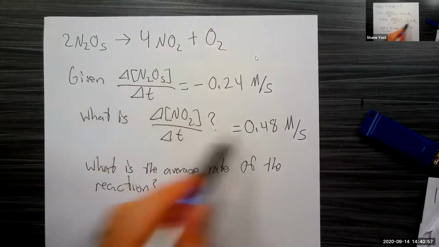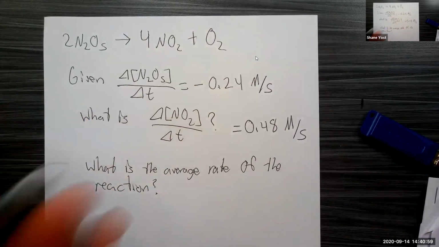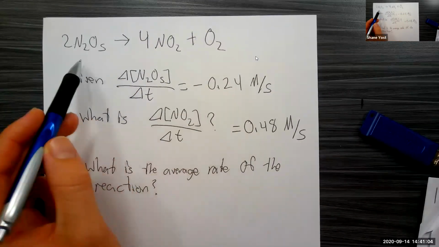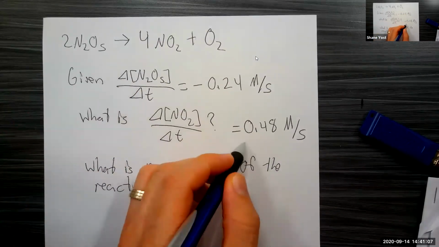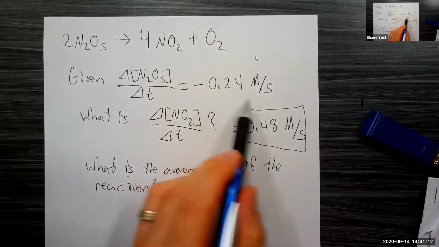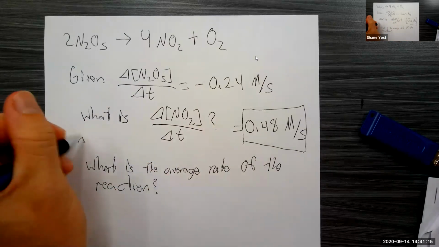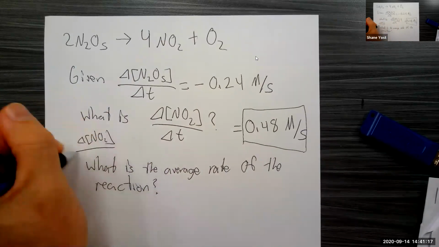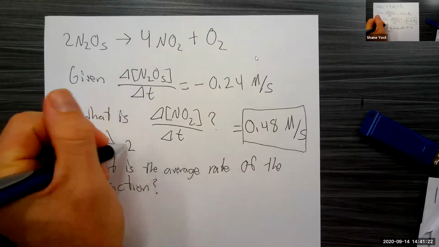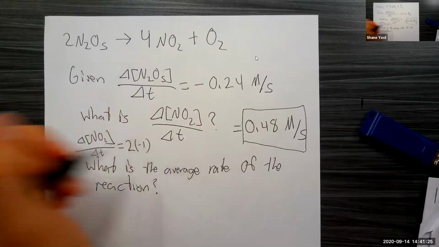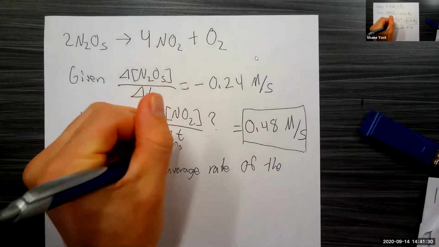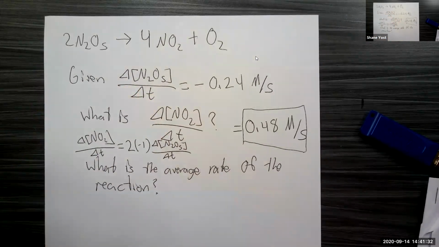And the rate of change of NO2 has to be a positive number, not negative, because it's a product. The N2O5 is negative because it's a reactant. So the positive 0.48 molars per second is just 2 times this value. The change in concentration of NO2 over change in time is twice, times a -1 if we want to keep track of our negative signs, the change in N2O5 over change in time.